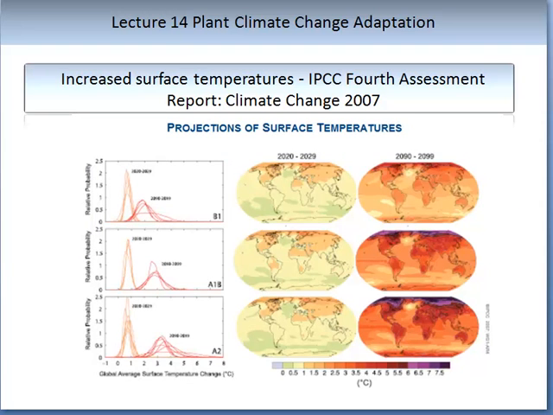Relative temperature changes, that is a range in degrees, for the period 2020 to 2029 and again 2090 to 2099 have been modelled. These are relative to 1980 to 1999 data. Models all agree on a global increase in temperature. They range as to how much that temperature change may be.